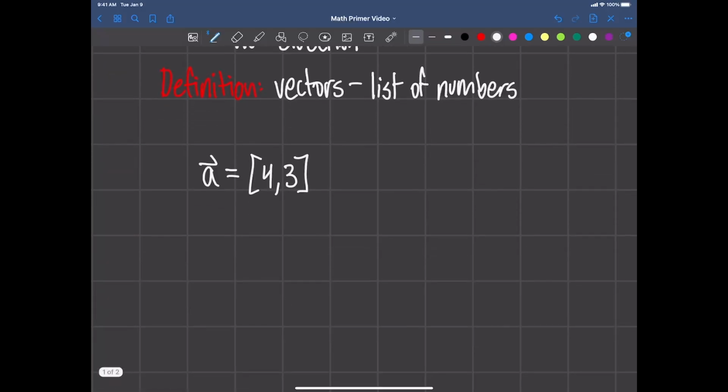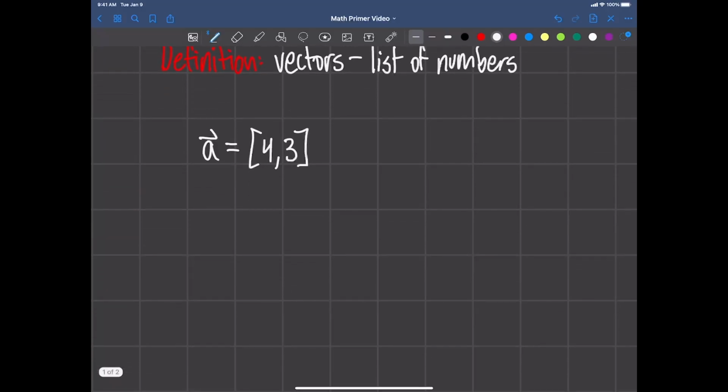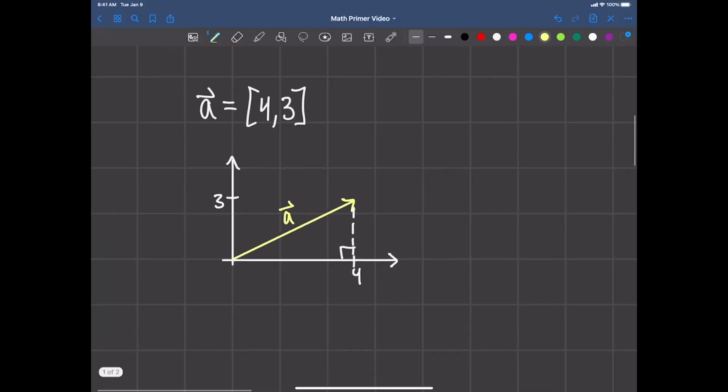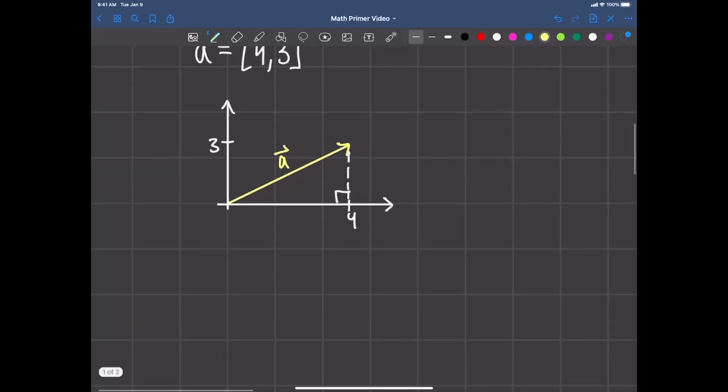What does this look like graphically? As I said, vectors can be represented as a directed arrow from the origin to the endpoint represented by the list of numbers. So in this case, vector A is 4, 3. And it would look like an arrow with an x component of 4 and a y component of 3. This is vector A. In this example, the vector, or the list of numbers, was only 2 elements long, 4 and 3. In principle, it could be any length.